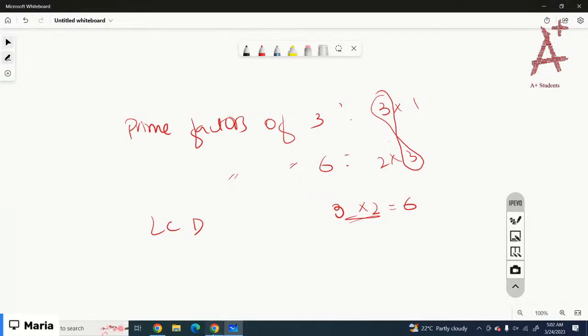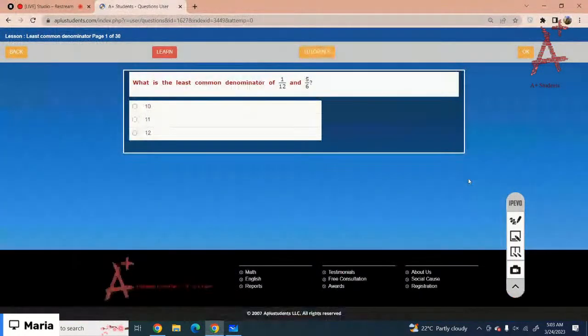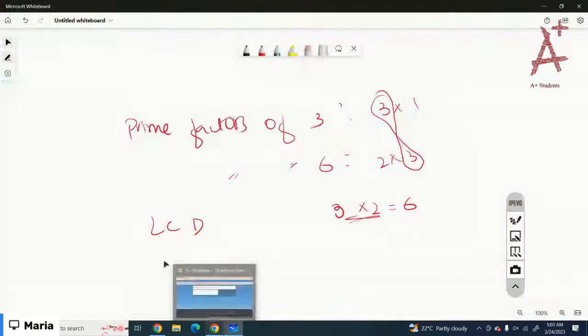Okay, let's just start with the test questions so that we can do the practice questions. What is the least common denominator of 1 by 12 and 5 by 6? So let's just write down the least common multiples of 6 and 12.